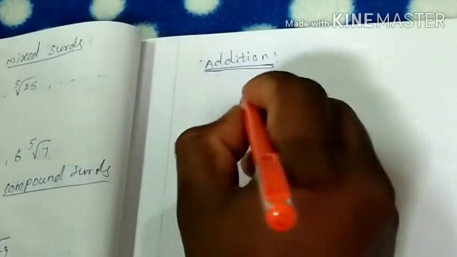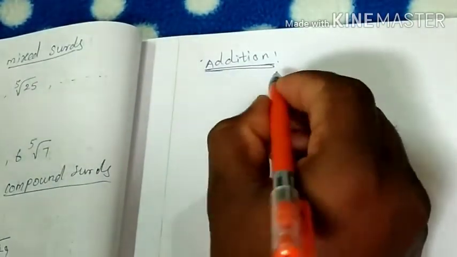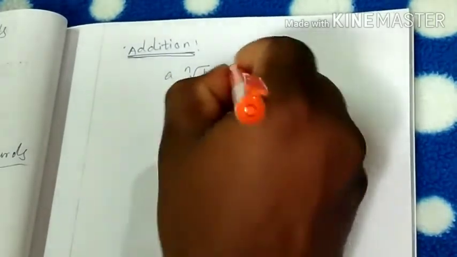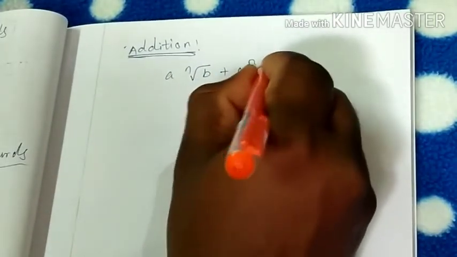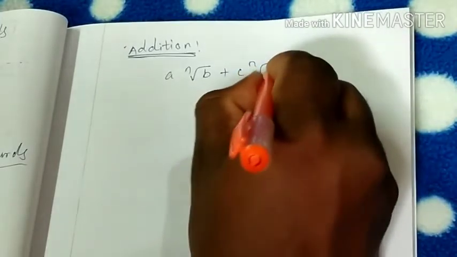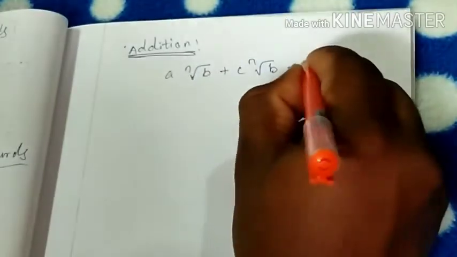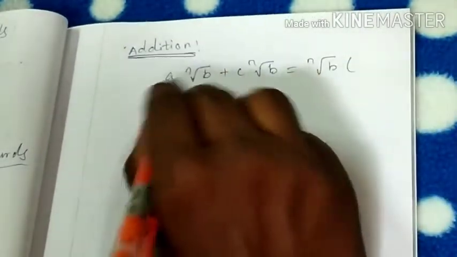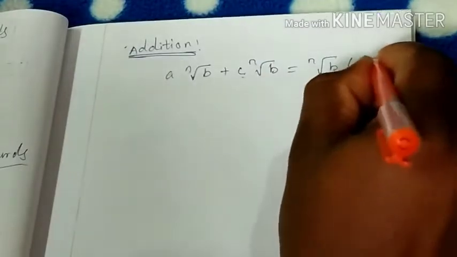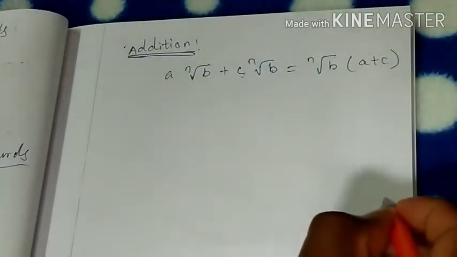Then the four basic operations of sets. Addition. Basic operation, addition of sets. How to add two sets? This is your next topic. So a into nth root of b plus c into nth root of b is equal to, these two are common, nth root of b is common, so the addition of the coefficients of the sets, a plus c. This is the format.